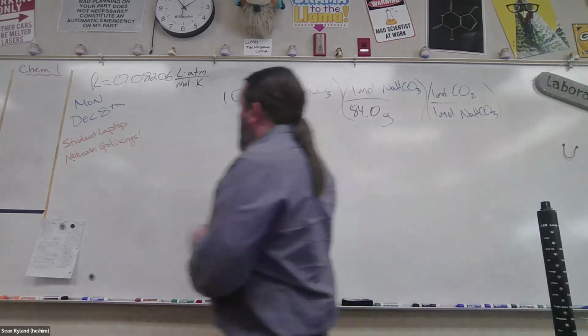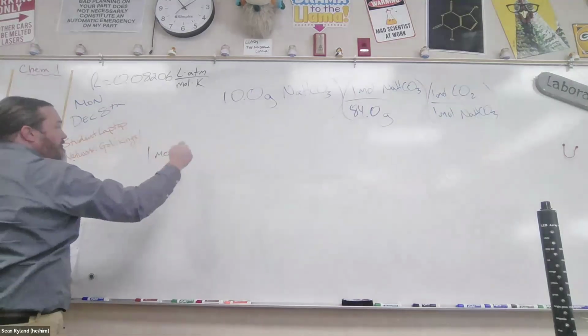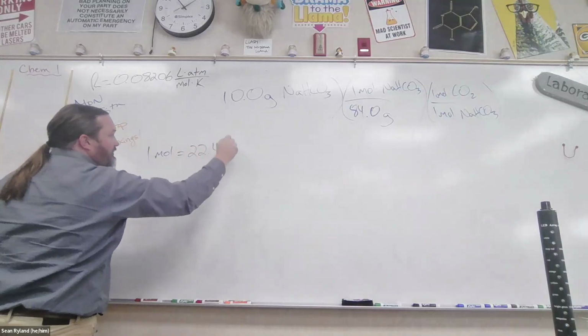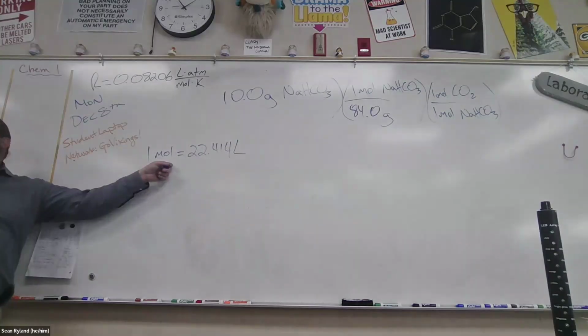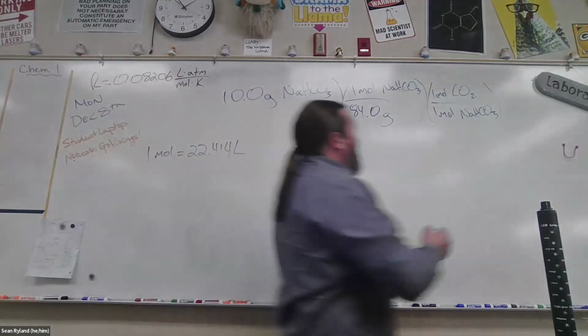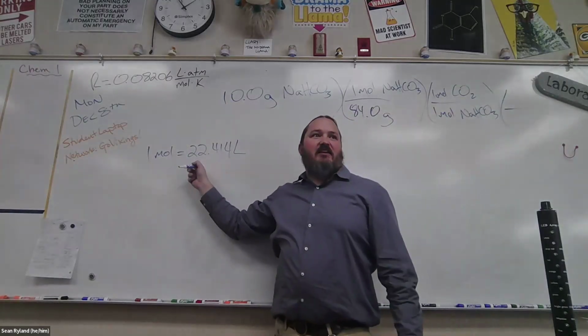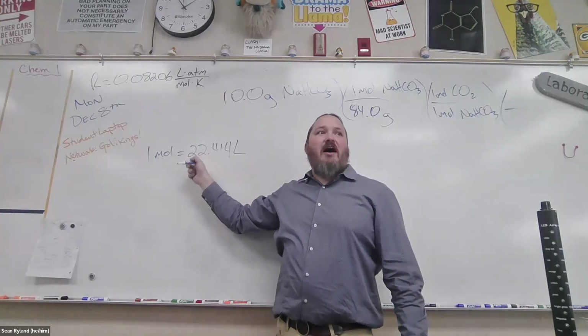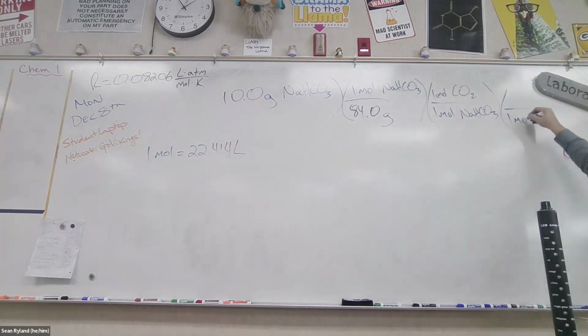However, if we know that at STP, 1 mole is 22.414 liters, that's a conversion, as long as we're at standard temperature and pressure. So that's going to save us a step. Now we don't need to use PV equals nRT. PV equals nRT is built into this if we're at standard temperature and pressure. 1 mole of any gas is 22.414 liters.